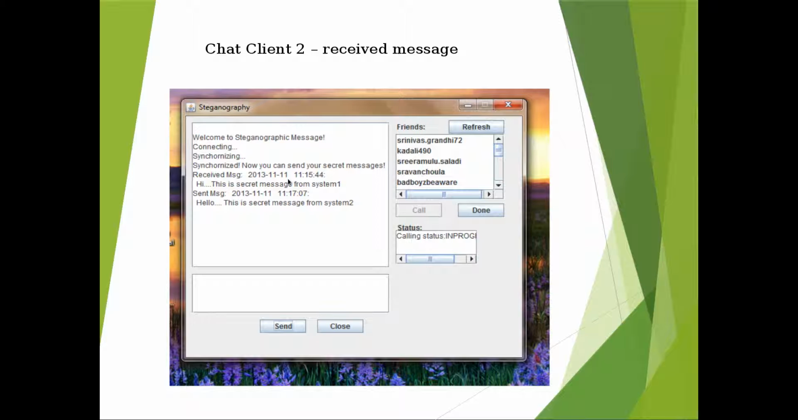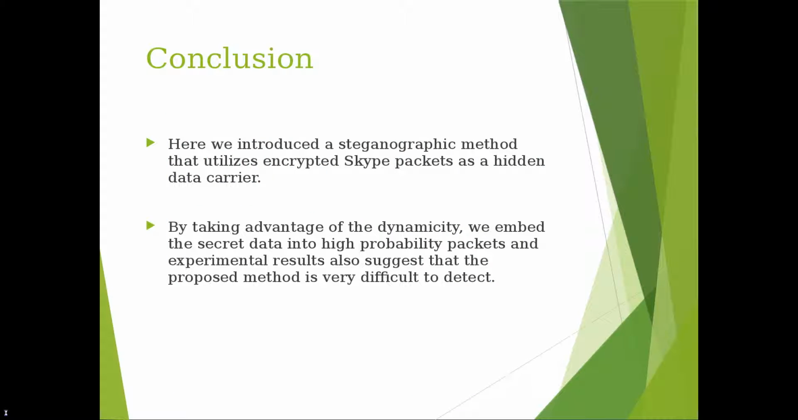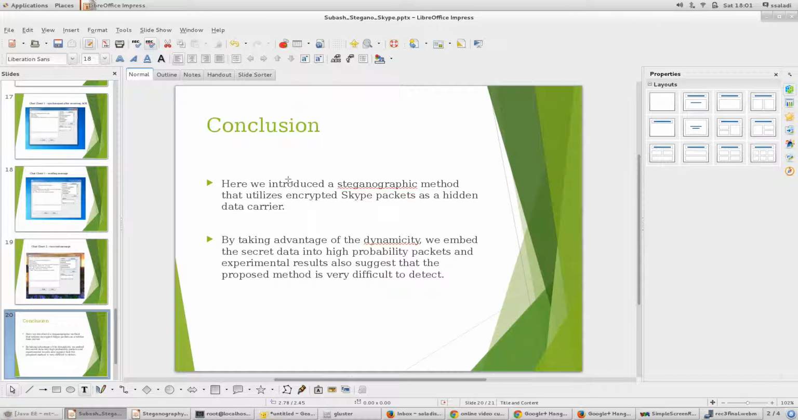These two individual Java applications, the client interfaces, are in no way connected to each other. They are running on two different laptops, but they got connected only through the Skype interface. That means the Skype packets are taking this message from one system to another system. So this is how we have implemented the VoIP steganography in Skype packets, which are used as data hidden carriers.